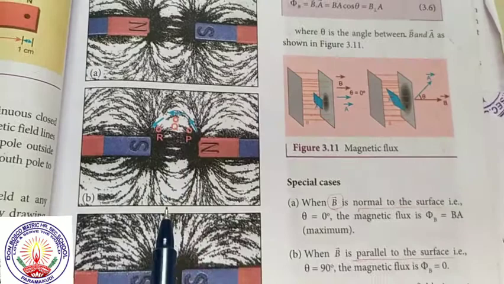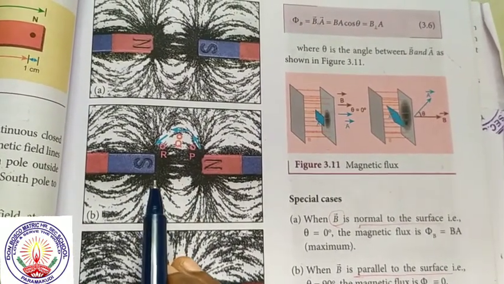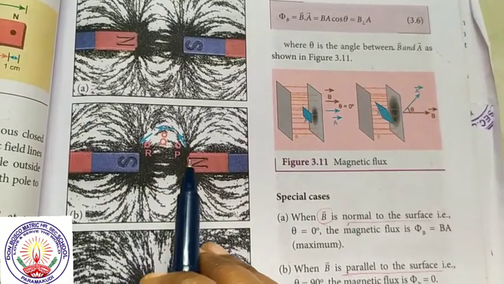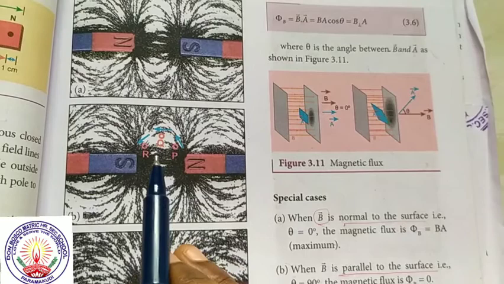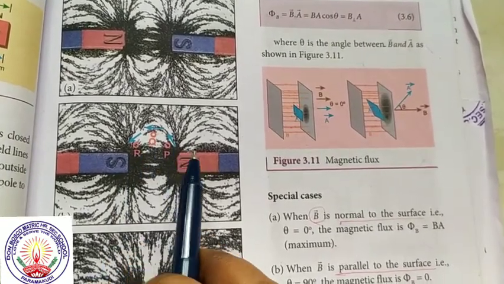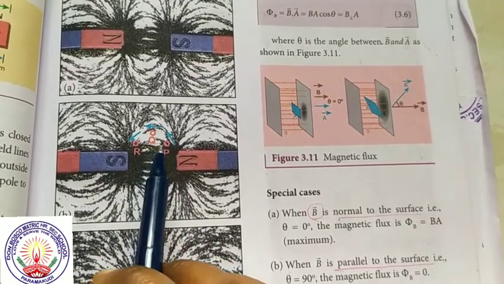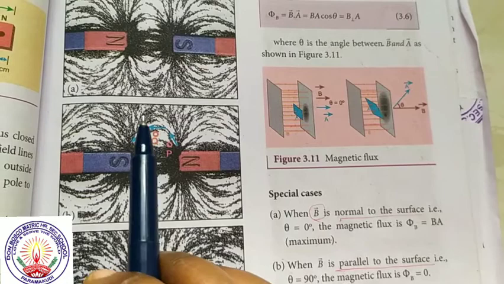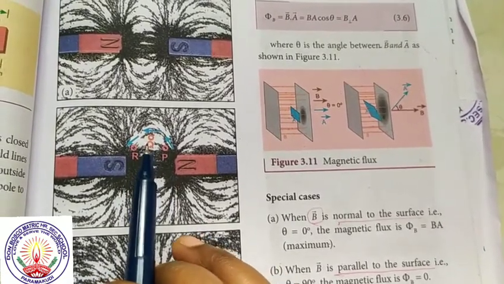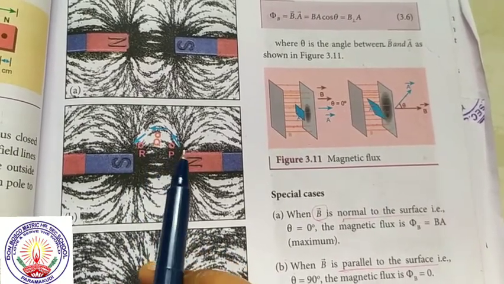Then the second diagram, look at the second diagram. The direction of the magnetic field at any point on the curve is given by the tangent drawn at that point. If we take any curve line formed here, what we draw at that point is the tangent to the magnetic field line. This is the second point.